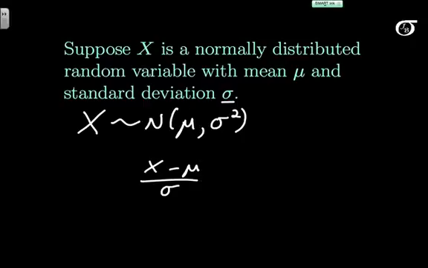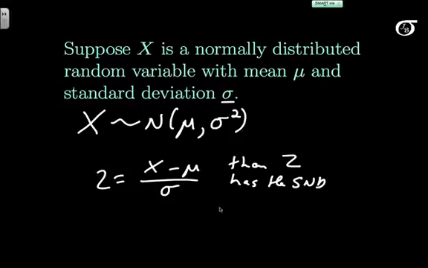This is a basic linear transformation, and we forced this quantity to have a mean of 0 and a standard deviation of 1. And so I'm going to call this z. If we let z equal x minus mu over sigma, then this random variable z has the standard normal distribution. And so I'm going to write it as SND, or in other words, z is distributed normally with a mean of 0 and a variance of 1, equivalently a standard deviation of 1.